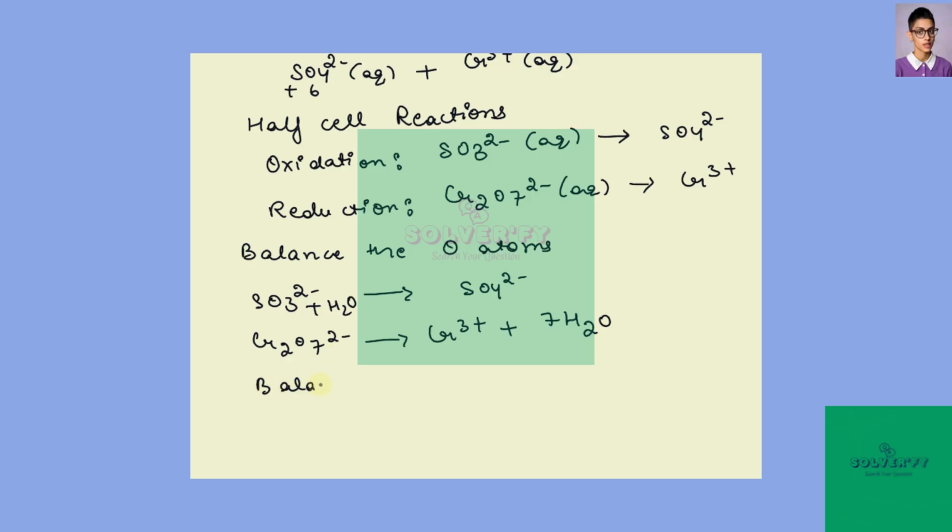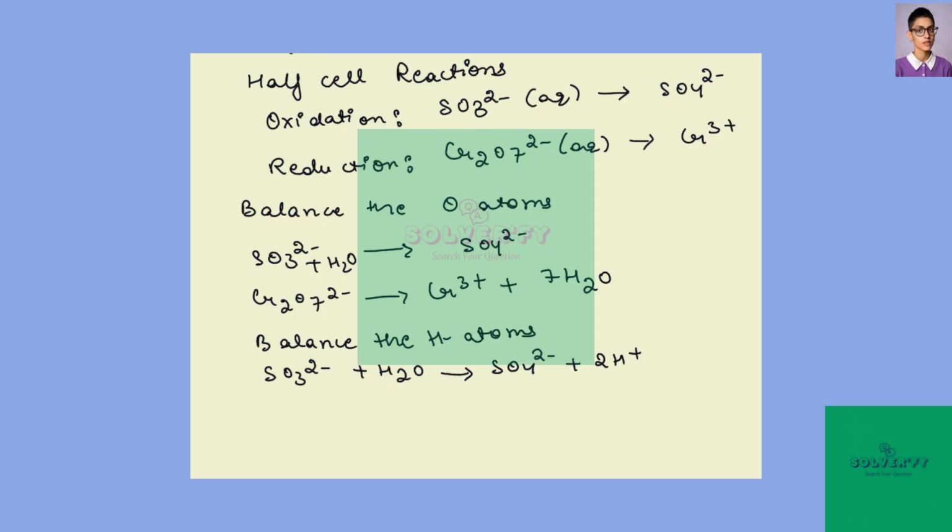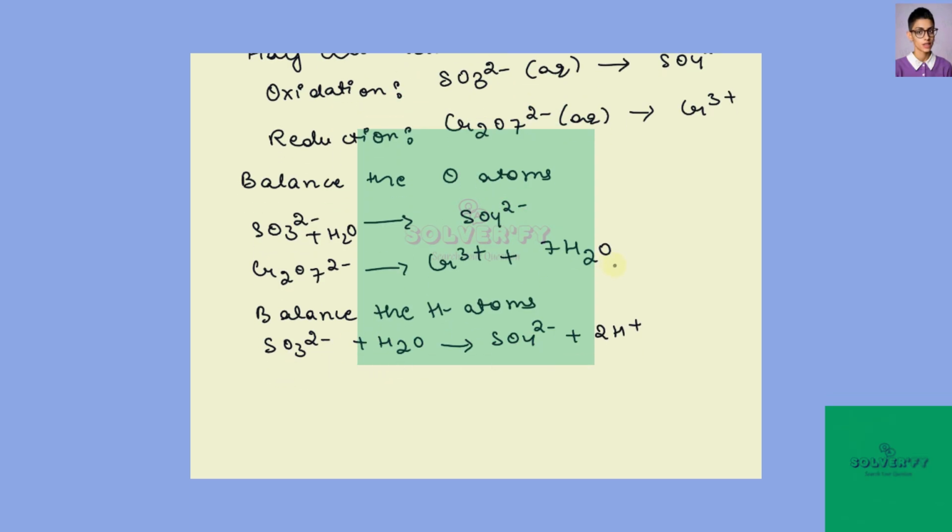Now let's balance the hydrogen atoms. On the oxidation reaction, there are now 2 hydrogen atoms over here. So here we get SO3 2- plus water, and on the reactant side we need to add 2H+ over there. So this is the oxidation reaction. Now on the reduction reaction, there are 7 water molecules on the product side, so for Cr2O7 2- we have to add 14 H+ ions to balance it. So we are left with 2 Cr3+ plus 7 water molecules. Now we have balanced the hydrogen and oxygen atoms.